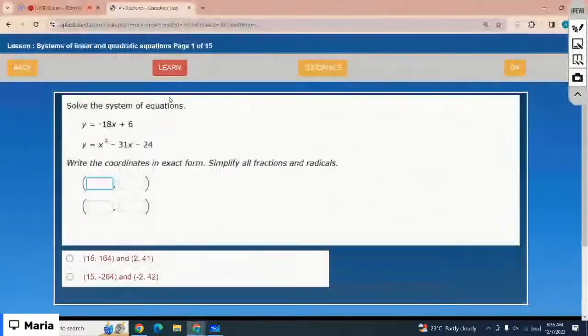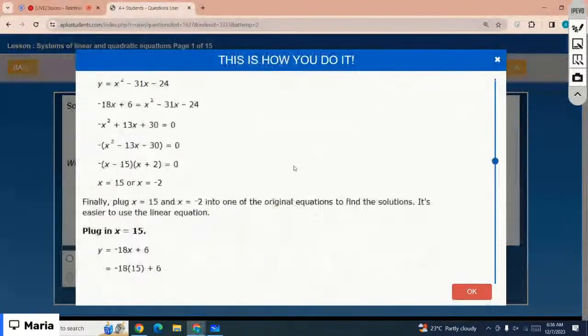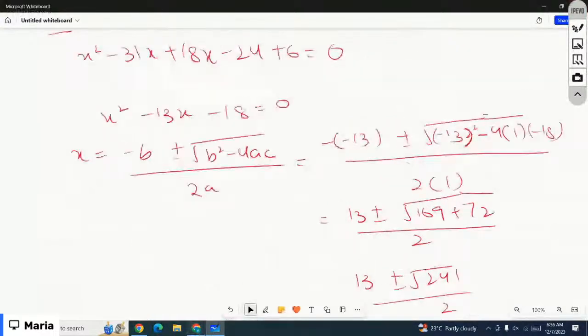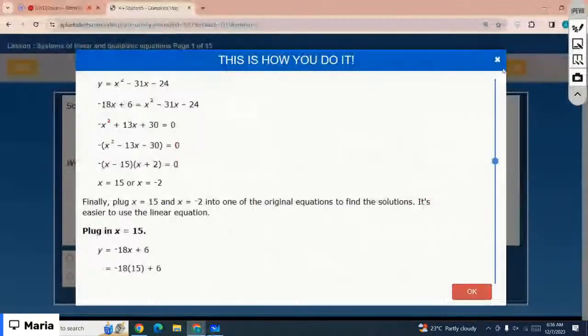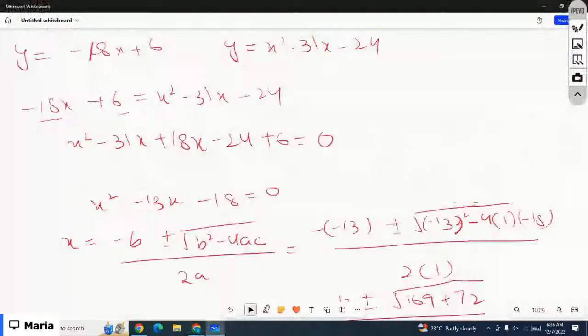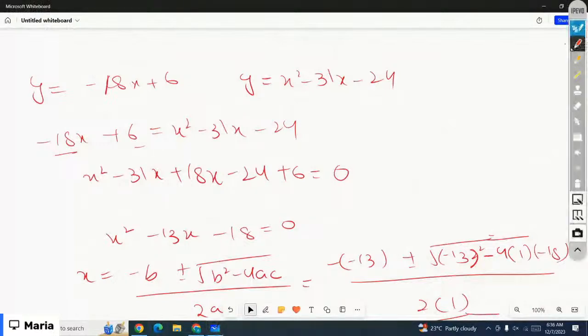But here you don't have any decimal value. Why? Hold on. X square minus 13x minus 30. But yes, I made a mistake here. That's why. Negative 18x plus 6. When you move plus 6 to the other side, it would be negative. Here you have 20, negative 24 and negative 6, right? So that would be negative 30.